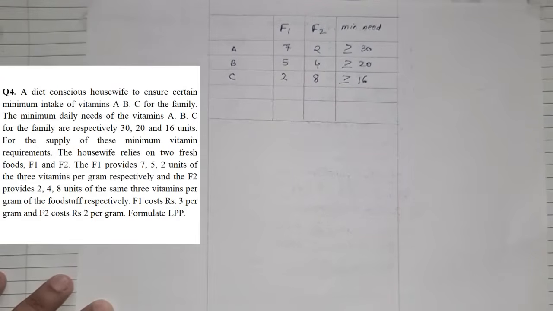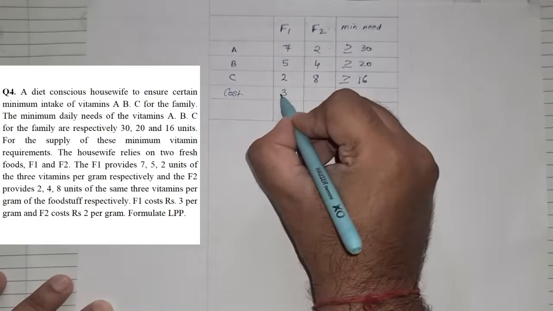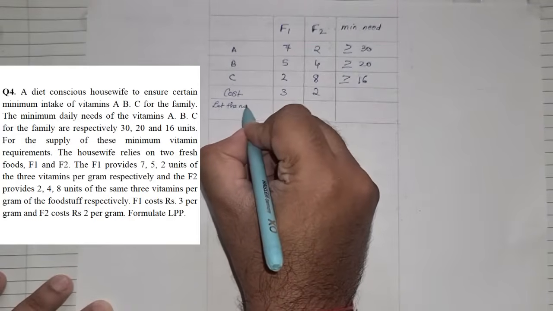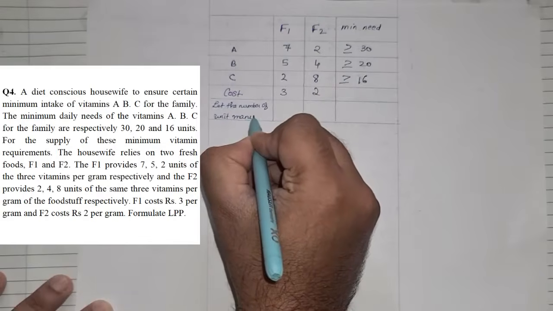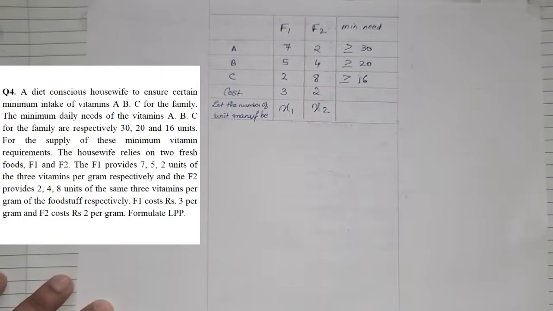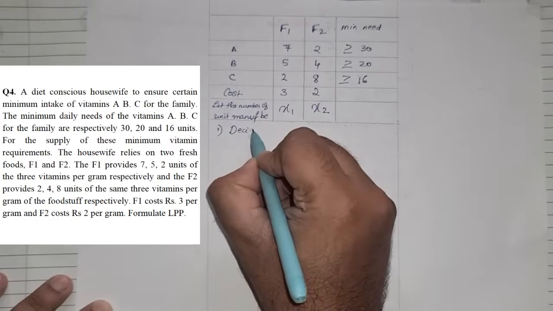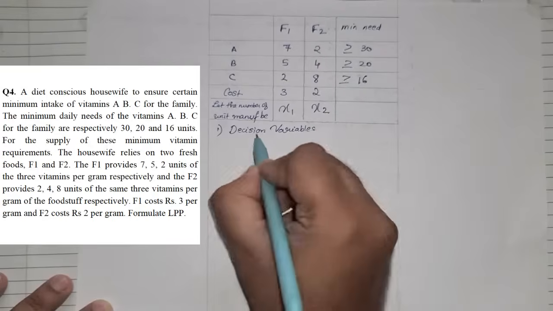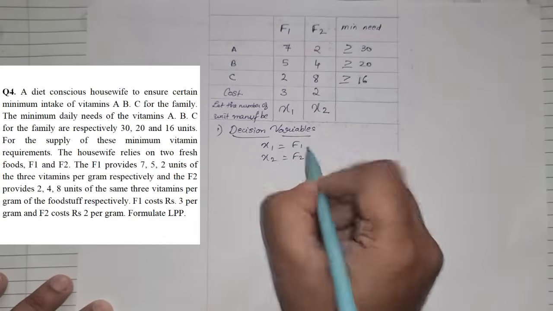The cost again, it is based on cost, so it will be a minimization sum. So cost of F1 is 3 per gram and F2 it is 2 per gram. So let the number of units manufactured be x1 and x2. Now we have our table with us, so we can start. Number 1, decision variables. So we'll say let x1 be F1 and x2 will be F2.